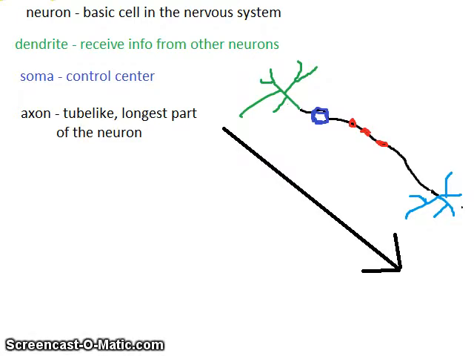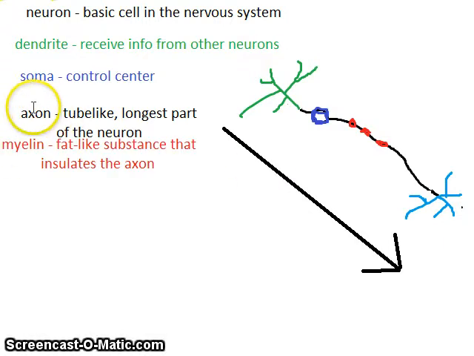It's an insulator. So the myelin around the axon helps to insulate the axon, which helps the message move through the neuron more efficiently and more effectively. So the myelin is always around the axon.